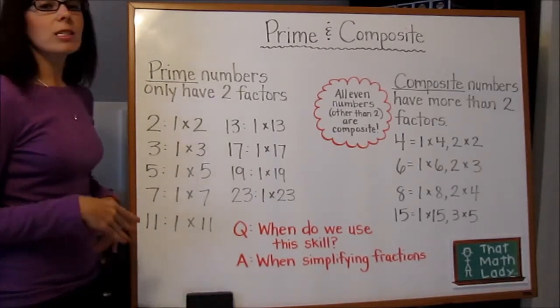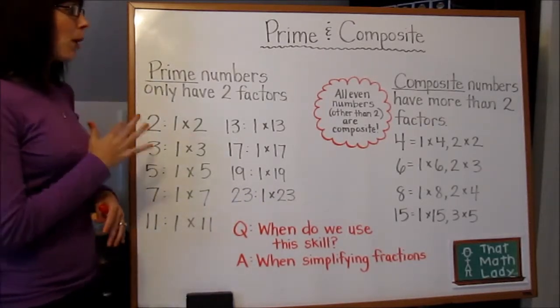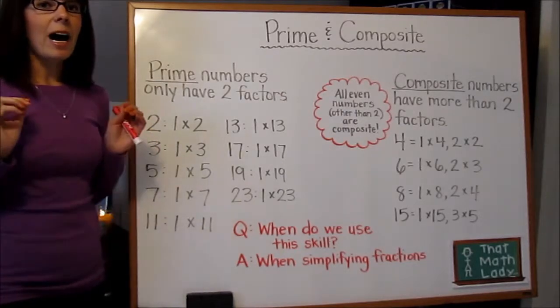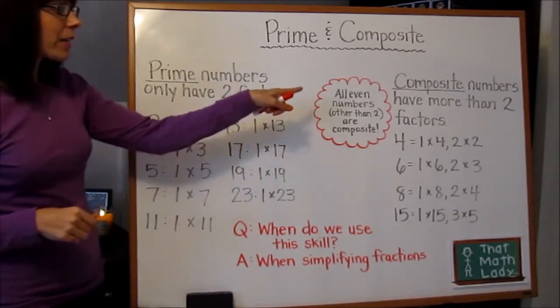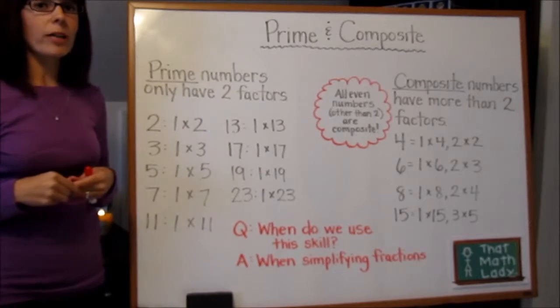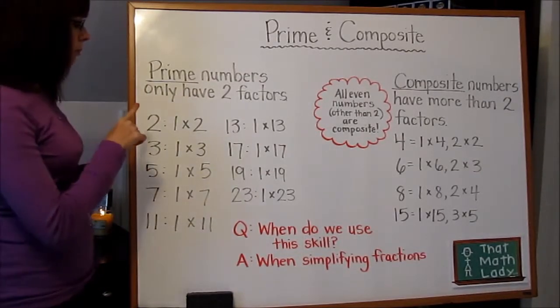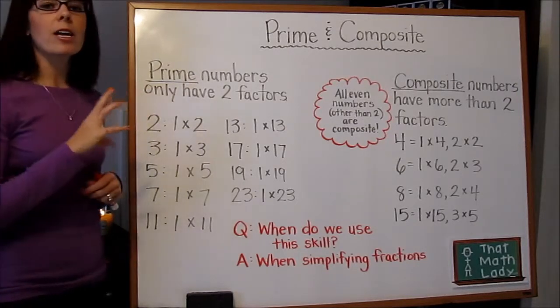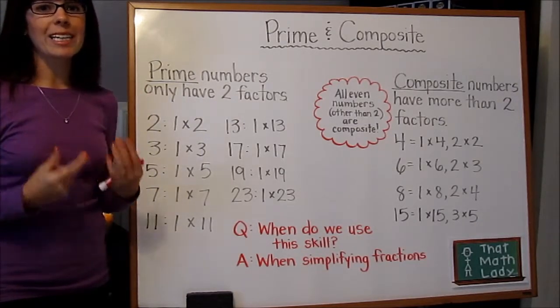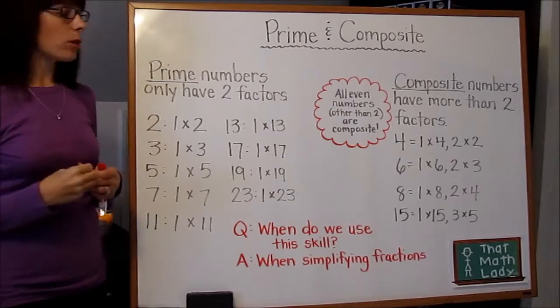One thing that you'll notice, other than the number 2, all prime numbers are going to be odd numbers. All even numbers, other than 2, are composite numbers. And we'll go over to composite in just a moment. Prime means that there's only 2 numbers that you can multiply to get that number. So they're very special numbers.